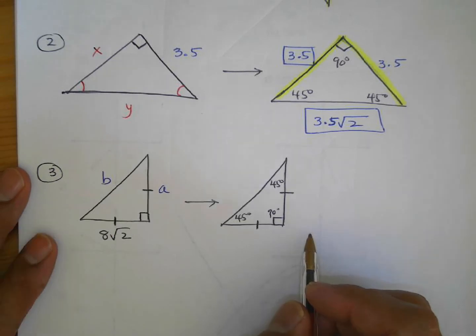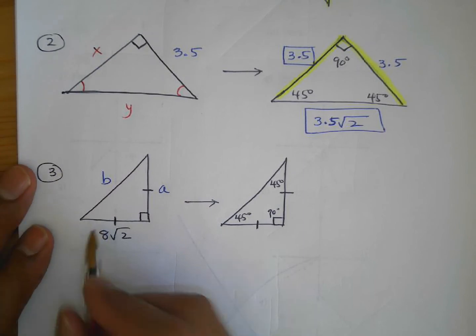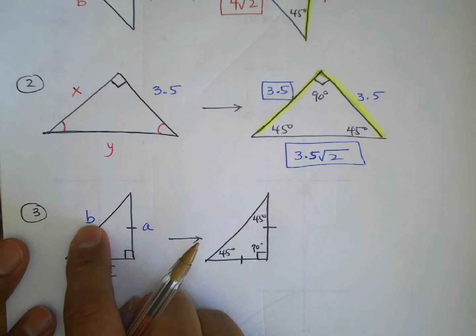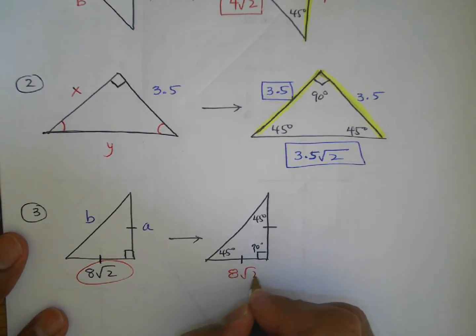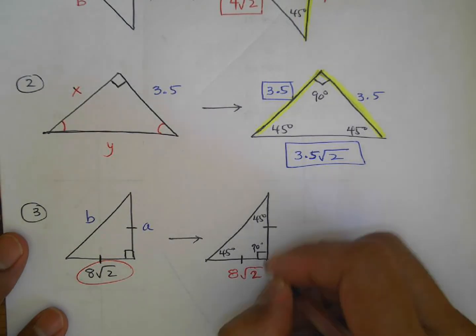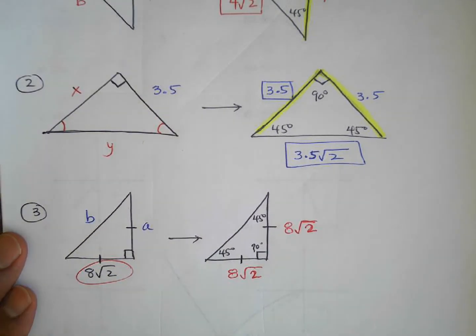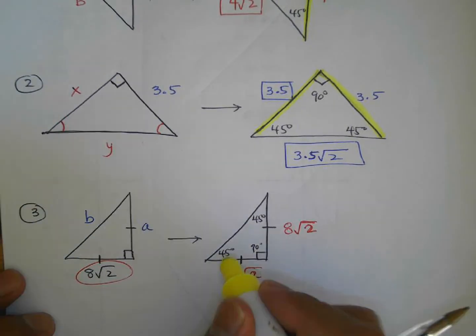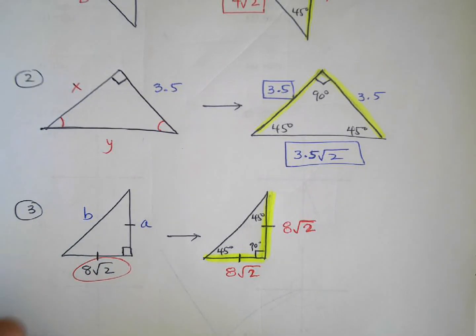Now here's where some students will get this wrong. They think this one's 8 root 2, but the one with the root 2 is supposed to be the hypotenuse. But that's not the case here. The hypotenuse is not the one that has the 8 root 2. It's the leg. Remember, if this leg is 8 root 2, then this one is also 8 root 2. The legs are congruent. The legs are the same.